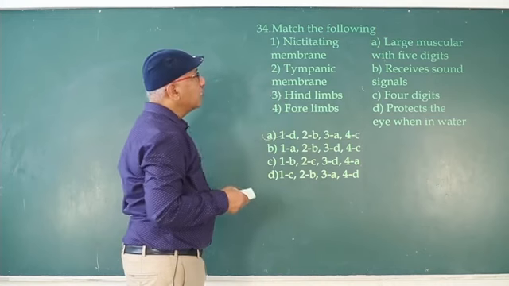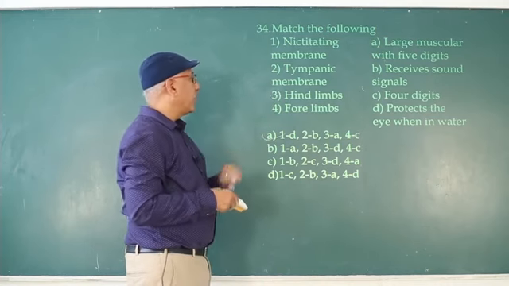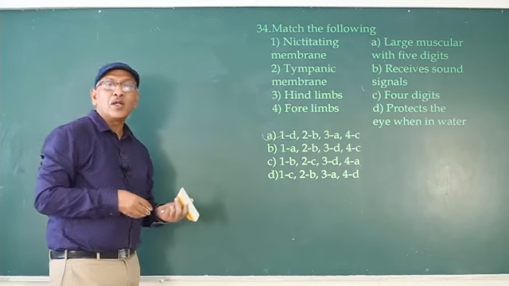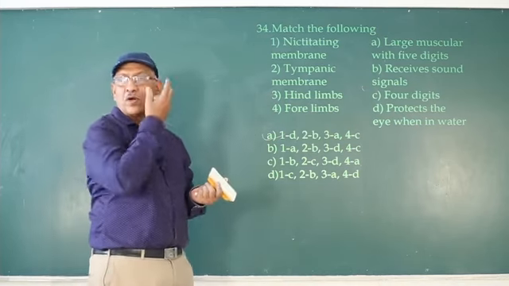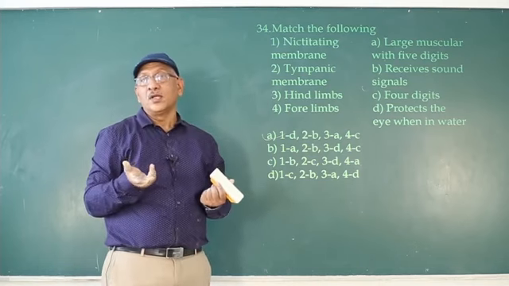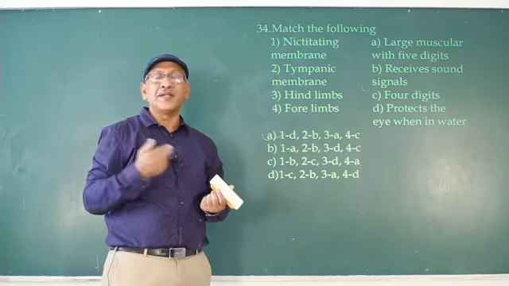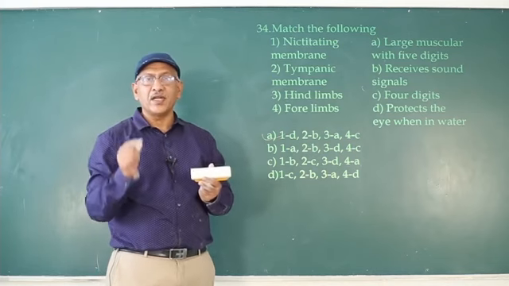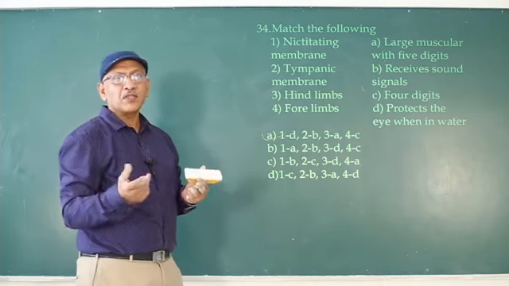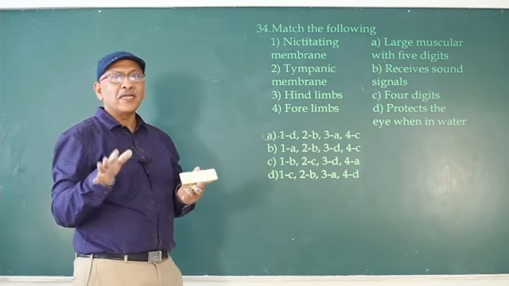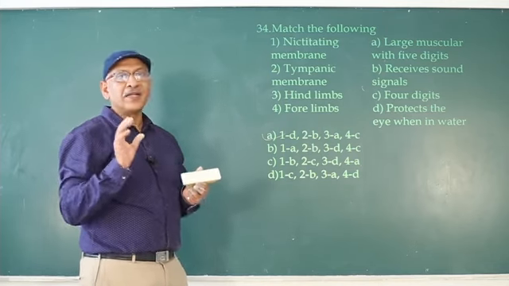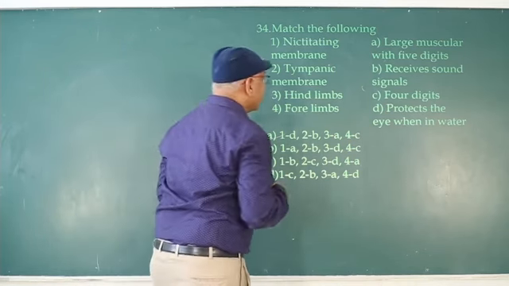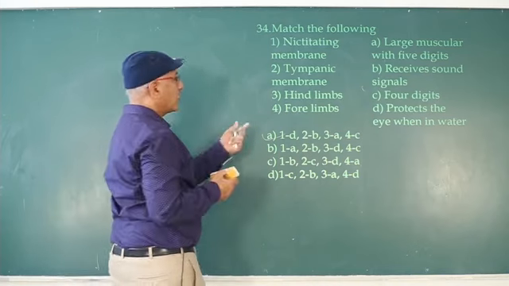Next one, hind limbs large muscular with 5 digits, forelimb 4 digits. Digit is the common word for both finger and toe. Number of digits in frog: each forelimb contains 4, 4 plus 4 is 8. Each hind limb contains 5 toes, 5 plus 5 is 10. 10 toes and 8 fingers, total 18 digits. So first option.